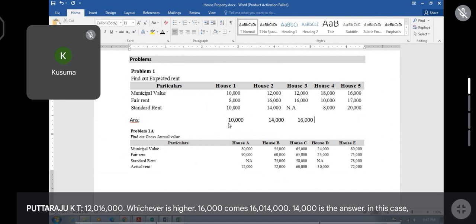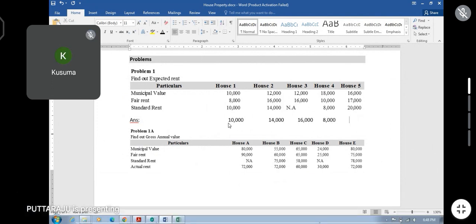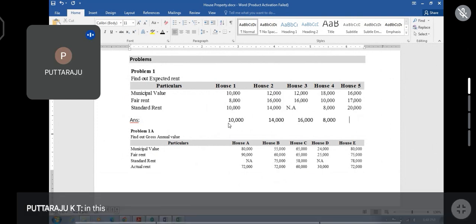In this case, there is no standard rent. In this case, 8,000. In this case, 17,000. Easy.